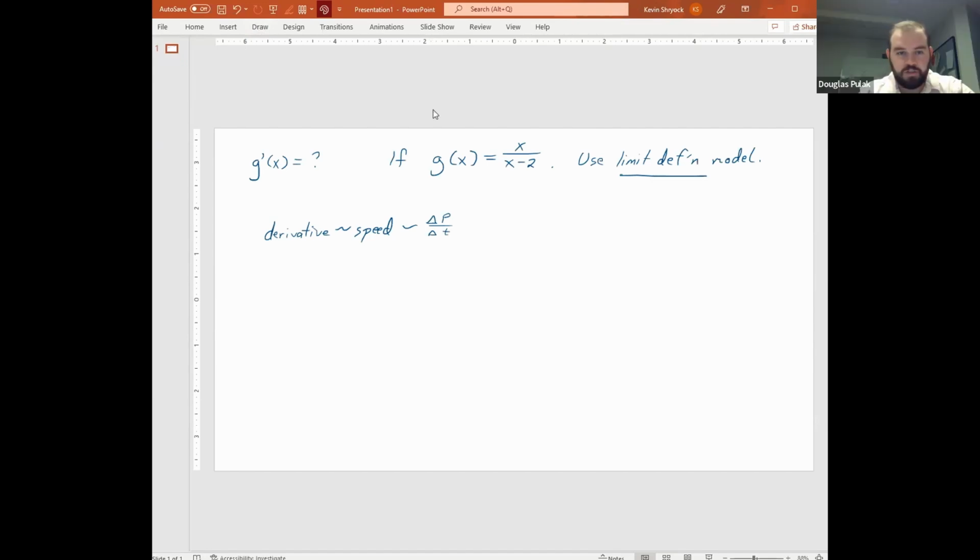Changes in position is going to be, you're going to take your ending point, however you're graphing and modeling it, and subtract your starting point from it. Okay. So in this context, how would I find that?